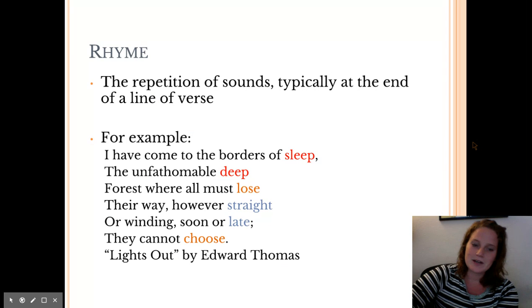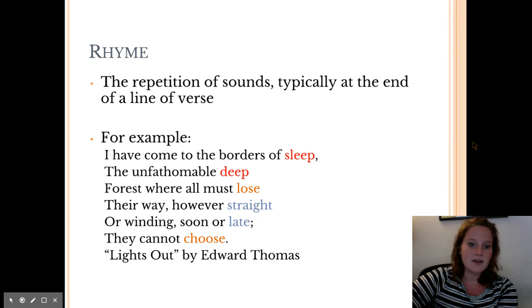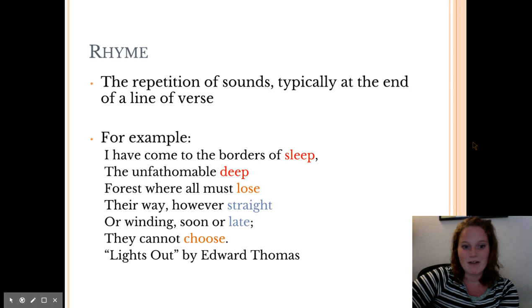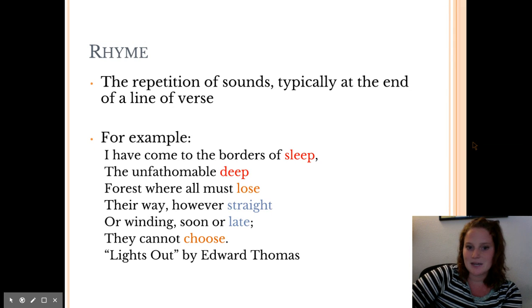Next up, we're going to talk about rhyme. Rhyme, at its most basic level, is the repetition of sounds at the end of a line of verse. An example of it would be, "I have come to the borders of sleep, the unfathomable deep forest where all must lose their way, however straight or winding, soon or late, they cannot choose." That's from a poem called Lights Out by Edward Thomas.